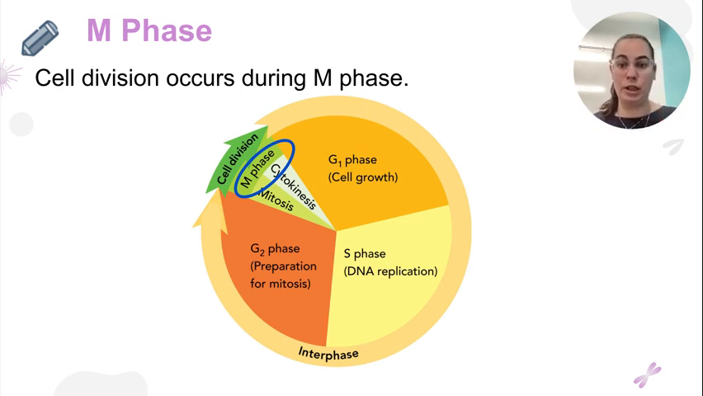We go through mitosis, which is where the cell's nucleus divides, and then mitosis leads to cytokinesis. The cytoplasm divides, and two cells are formed. This M phase, mitosis, can be broken into 4 steps.